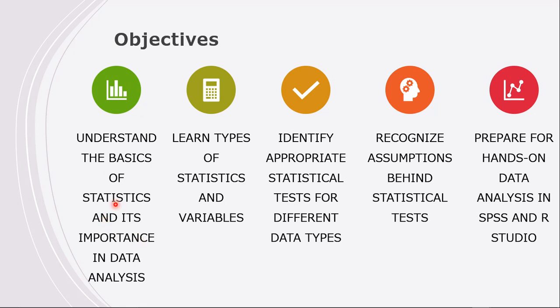So what are you expected to know? Your objectives are: you'll be able to understand the basics of statistics and its importance in data science or data analysis. You'll be able to learn the types of statistics and the variables or data types, and identify appropriate statistical tests for different data types. You'll be able to recognize assumptions and how to ensure that your data meets those assumptions before you can go ahead and use a particular statistical test. And then I will also prepare you for hands-on data analysis using SPSS and R.